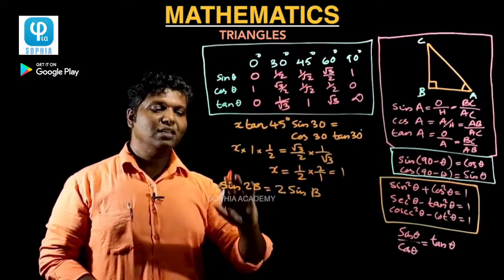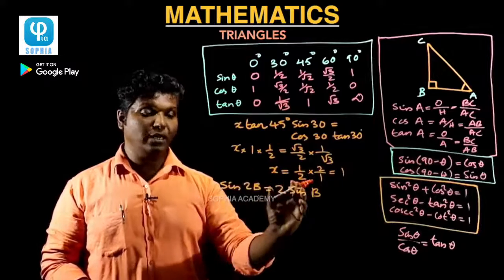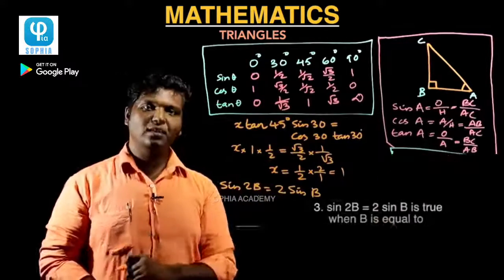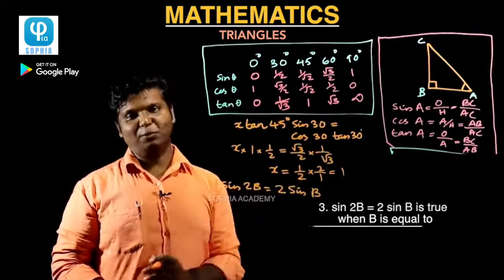That means the measurement will be equal. If you want to equate these two equations, then the value which you have to give to the angle B is 0 degree. So you will choose the correct option. Answer 0 is the right option.